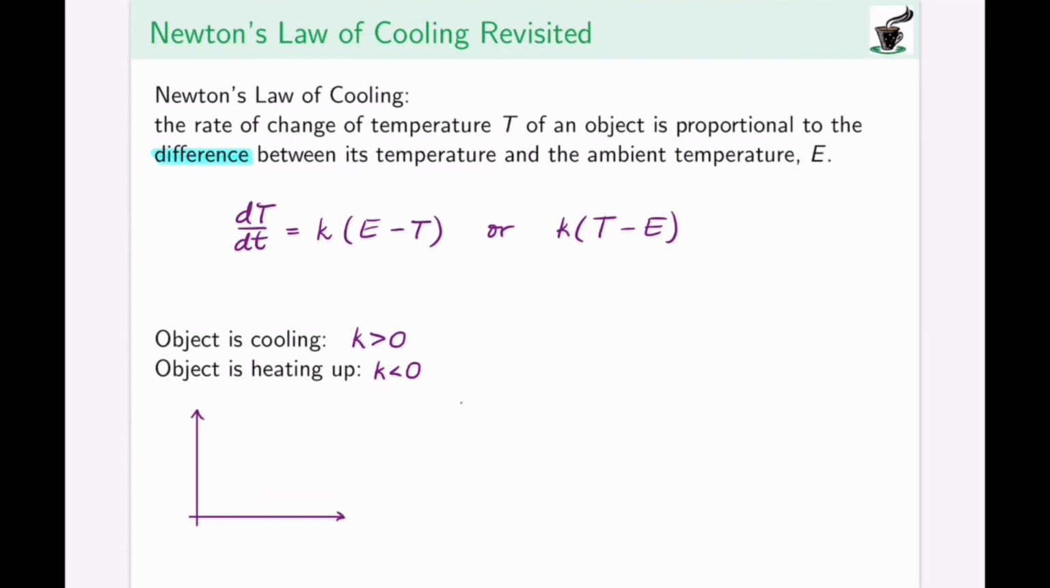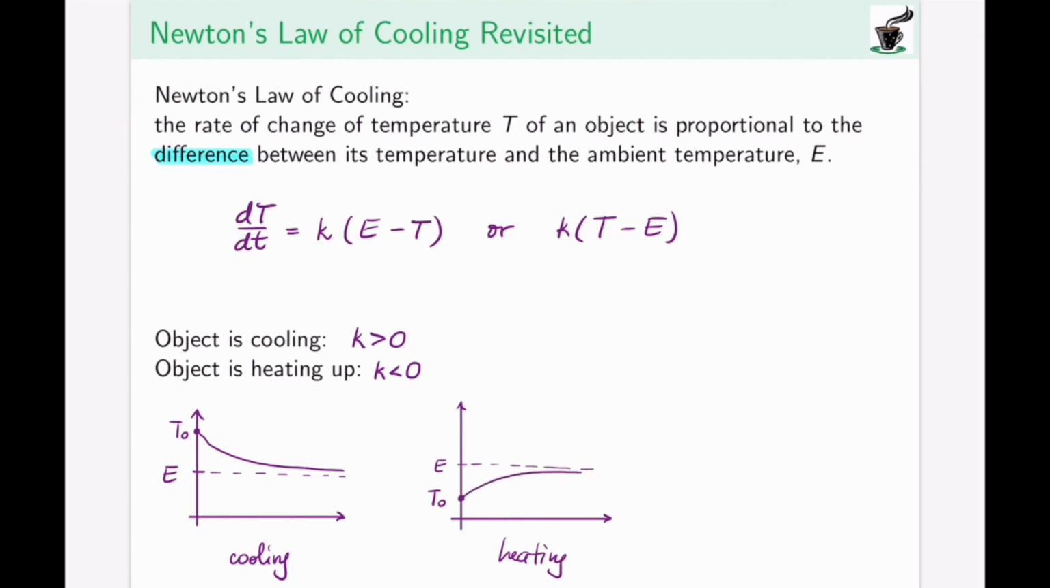So let's sketch two quick graphs of both of those scenarios. If my object is cooling down, that means that it is starting at some initial temperature T0 that is above the eventual ambient temperature, and its temperature is reaching the ambient temperature slowly this way. If my object is heating up, that means that it's starting at the temperature that is below the ambient temperature E and is reaching that temperature slowly.